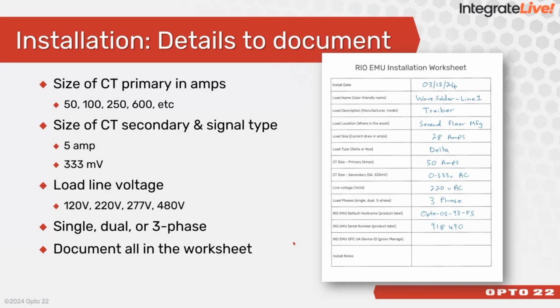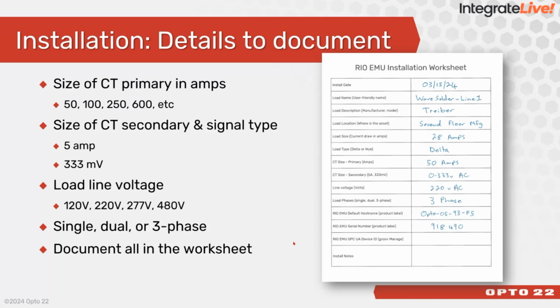So they need to know, and the EMU needs to know, so that it can do the correct calculation. In this case, I measured the load size at 28 amps. Well, there's no such thing as a 30 amp CT. They sort of come in whole units, so to speak. The nearest one was 50 amps, so I put a 50 amp CT on to measure my 28 amp load.